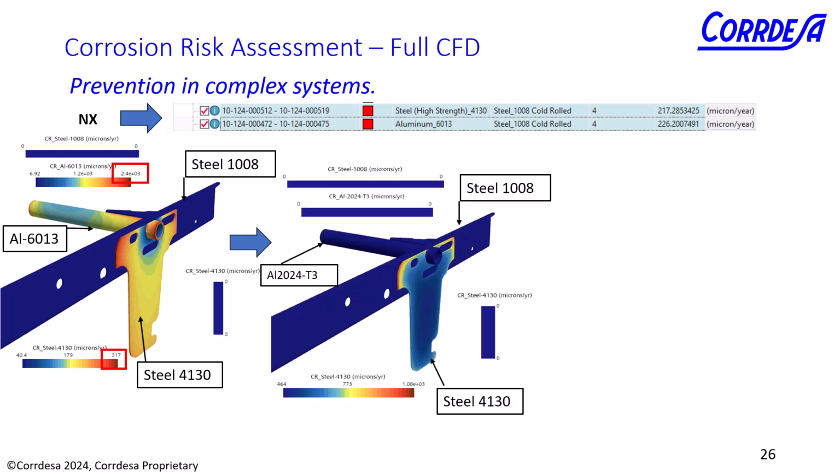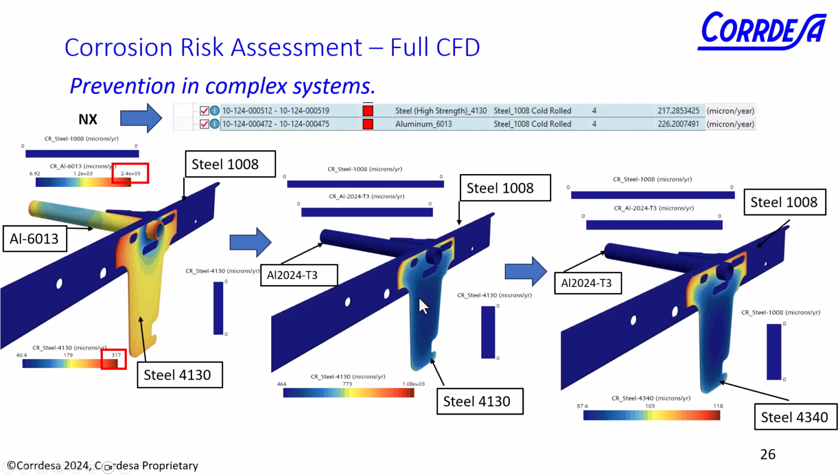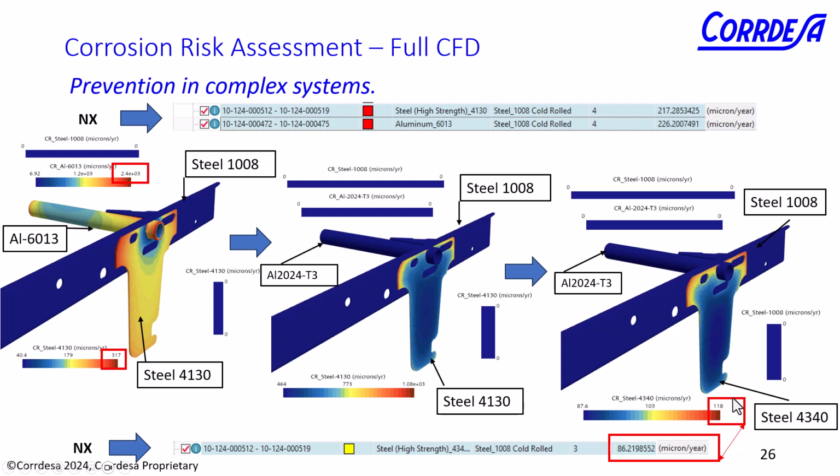Let's swap out that material, and you can see how we've zeroed out the corrosion on that aluminum by changing its material. Still some corrosion here between the two different steels. And maybe we can swap out one of those steels and reduce the corrosion even more. So we've gone from a maximum corrosion rate of 317 and more than half to that particular corrosion rate. And we can do it further by bringing it down to about 80 microns a year. Okay.